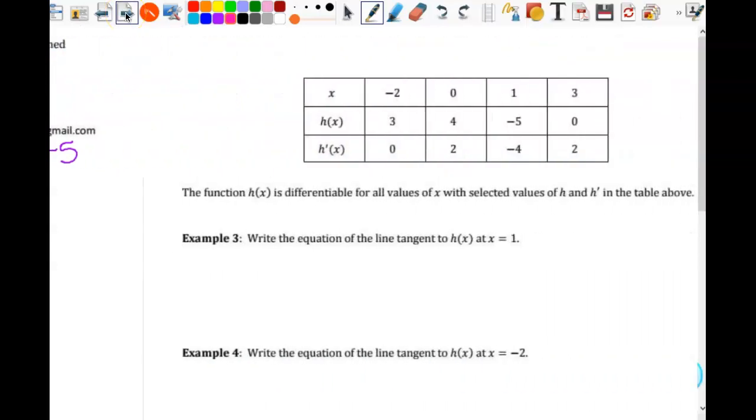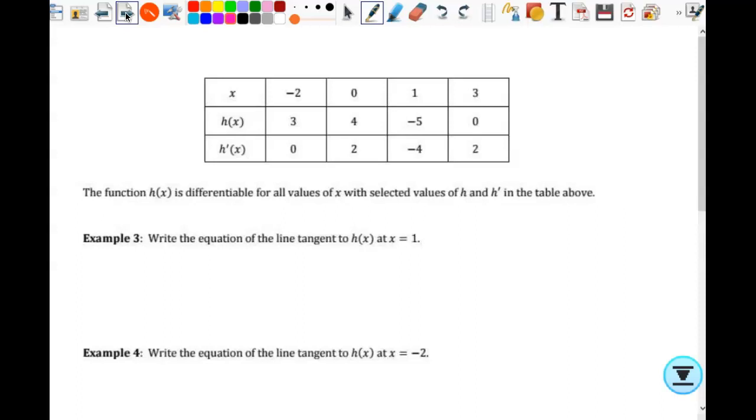Okay, so that was given equations. You can also be given a table of values, like a lot.